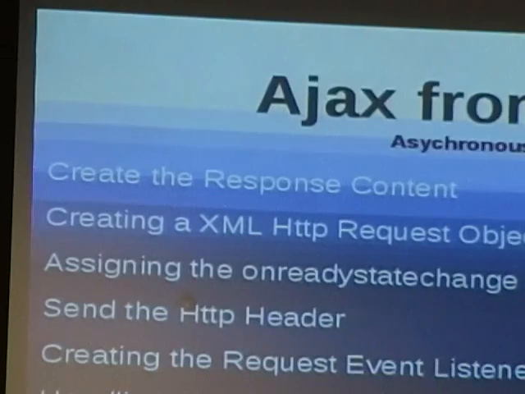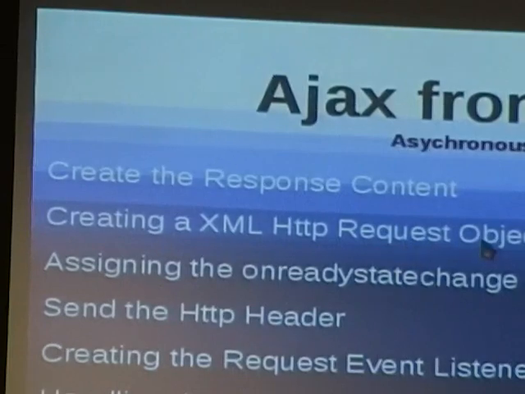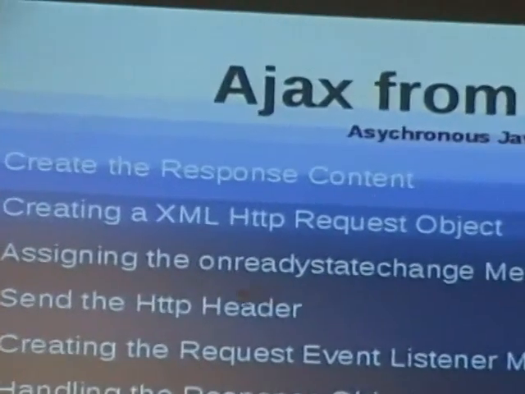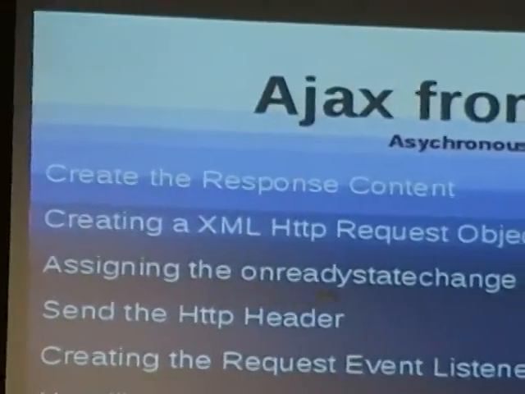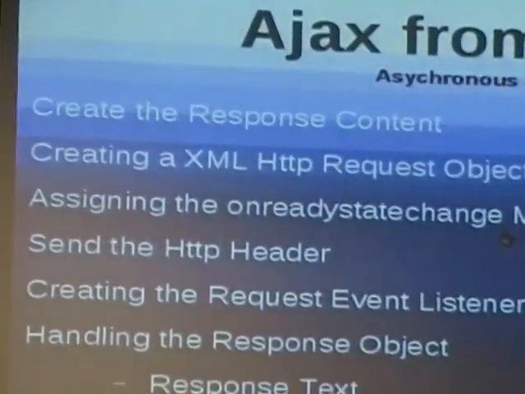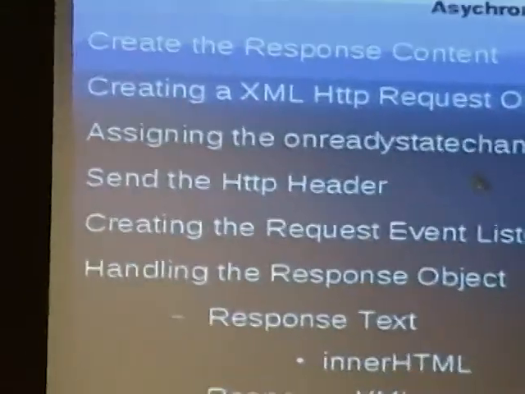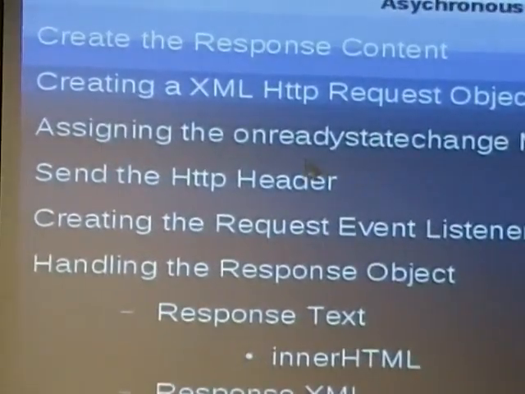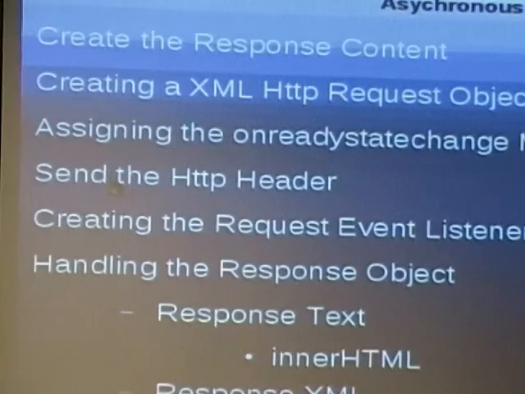Then the next thing you do is you create an XML HTTP request object. And then after you do that, you assign the ready state change method, which is essentially the listener for the event when the response returns. Then the program that returns a response returns a header telling what kind of information it is, the content type.